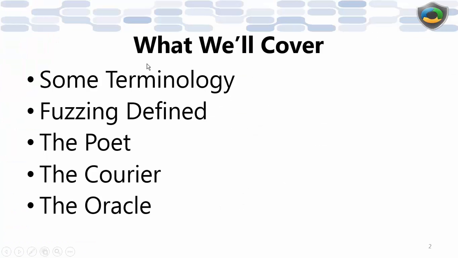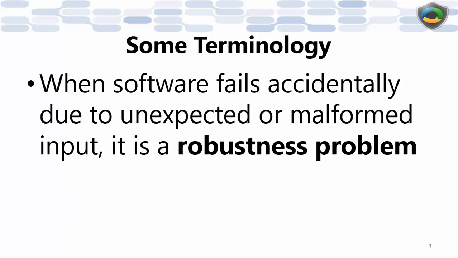What I'll do first is just go over some terminology. I never mean to talk down to people, but just to make sure we're at a common focal point. We'll get an informal definition of what fuzzing is and talk about the three major components of fuzzing, those being the poet, the courier, and the oracle. Some of what I'm saying is very general, and you might think you know it already, and maybe you do.